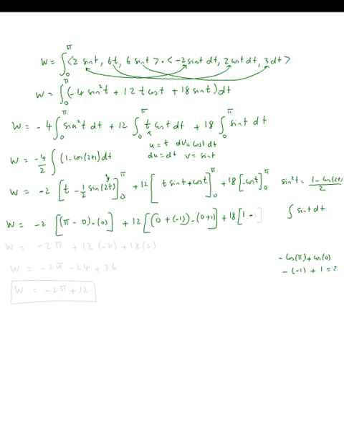So 1 plus 1, which is 2. Alright, so the work done will be minus 2 pi plus 12 times minus 1 minus 1, which is minus 2, plus 18 times 2. So the work is minus 2 pi minus 24 plus 36. 36 minus 24 will be 12, so minus 2 pi plus 12. And that would be the answer, 12 minus 2 pi. Yep, and that's it for this example.